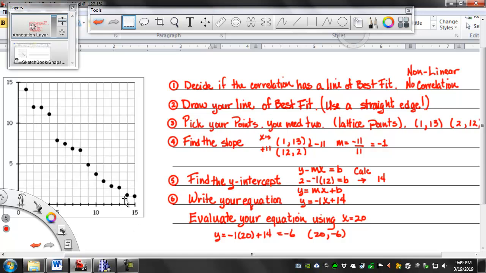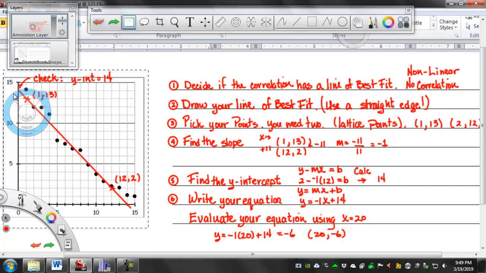And this may have a slight one, but it's not that pronounced. So it's really fine to presume that this is a negative slope. So remember, no correlation is where you can't tell if it's positive or negative. So we want a positive correlation or a negative correlation, and this happens to be negative. So the next thing you want to do is go ahead and draw your line of best fit. And so we go ahead and do that. And make sure that you use a straight edge to do that.